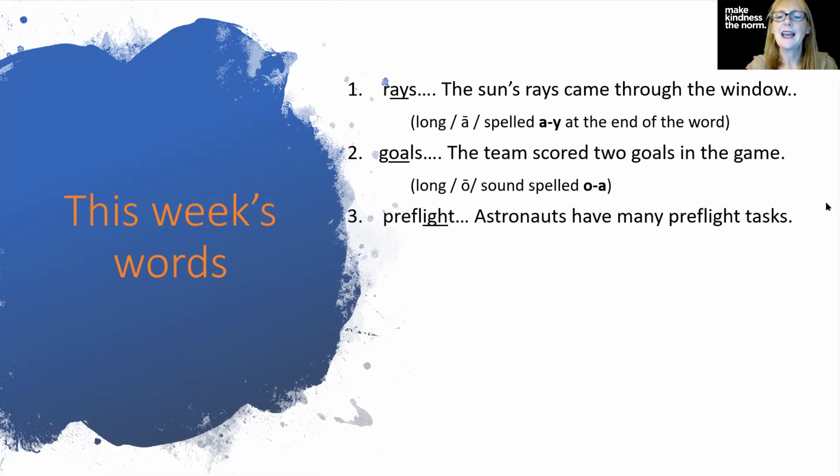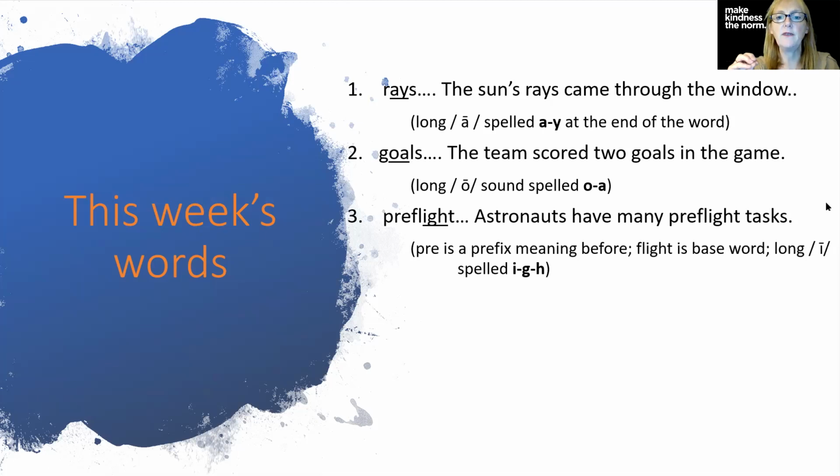Pre-flight, astronauts have many pre-flight tasks. We have pre is called a prefix, meaning before. So before they can take off in flight, they have some things they have to do. Flight is the base word, and you see that long I is spelled I-G-H.